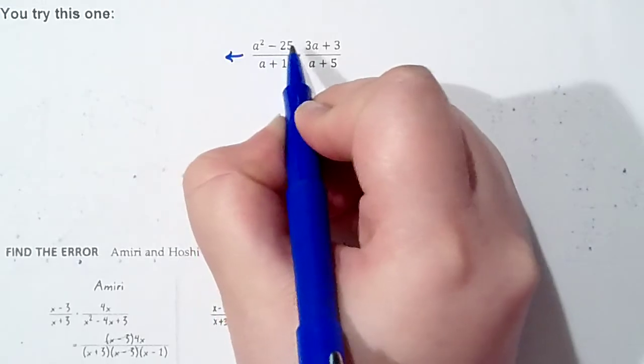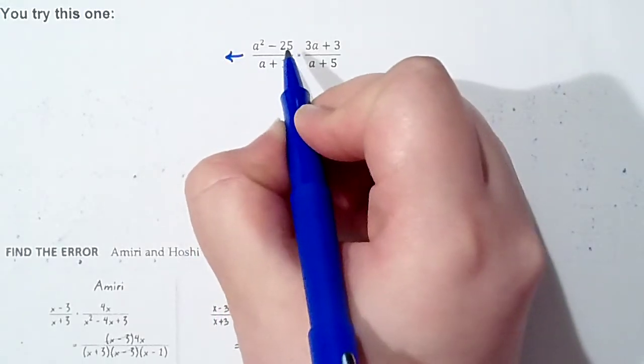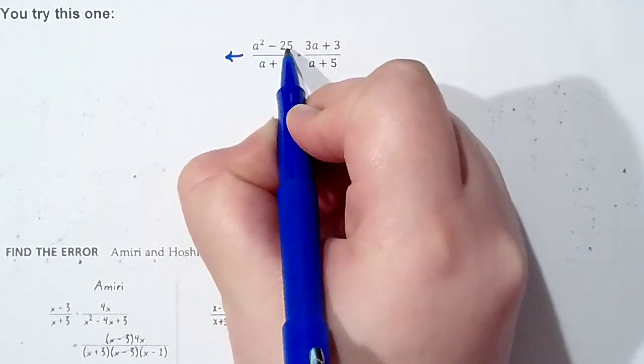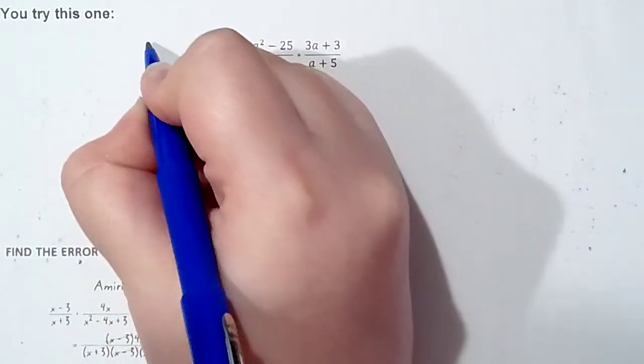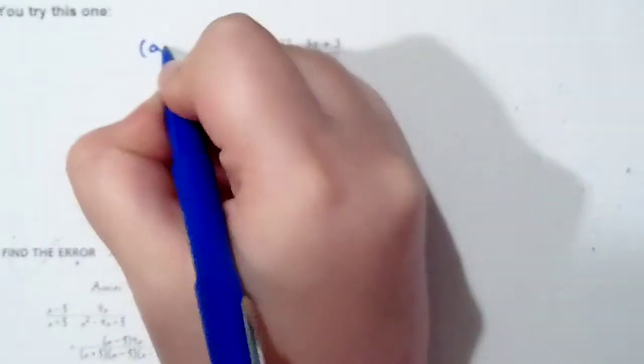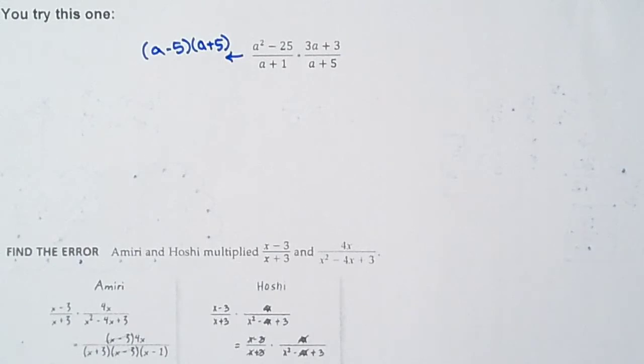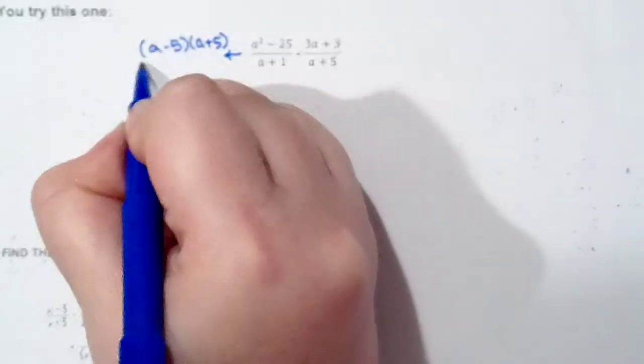First thing I notice right off the bat is one of my favorite things in the world. This is a difference of squares. I've got a square and a difference, so I know that I can automatically put it into the form a minus 5, a plus 5. I'm going to keep bringing back those things we've already learned this year. I hope that you remember them.